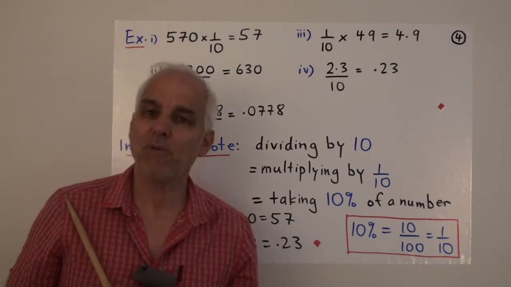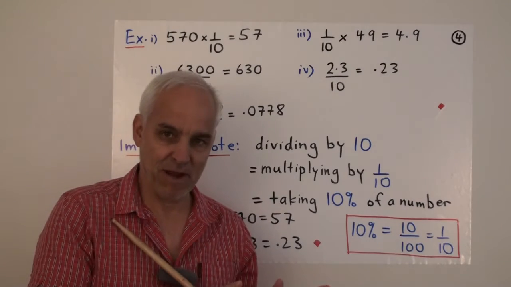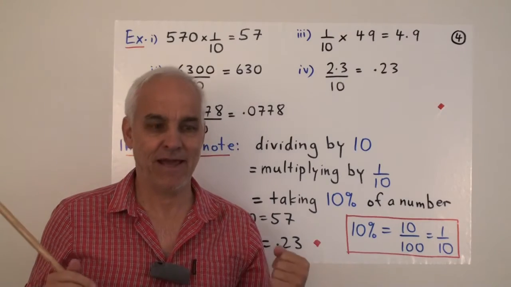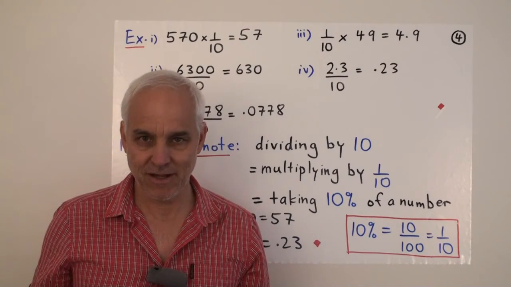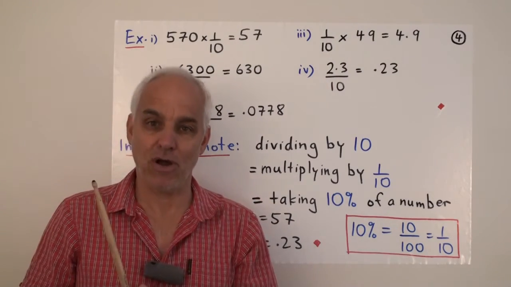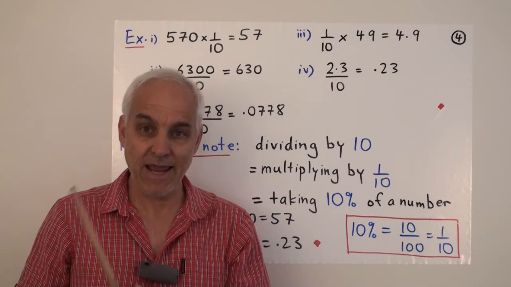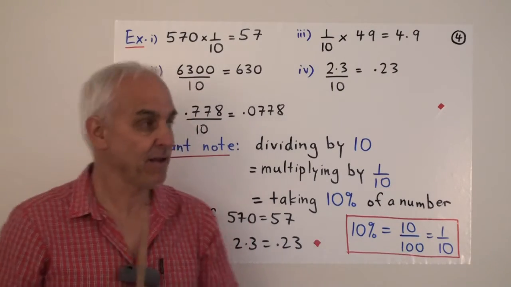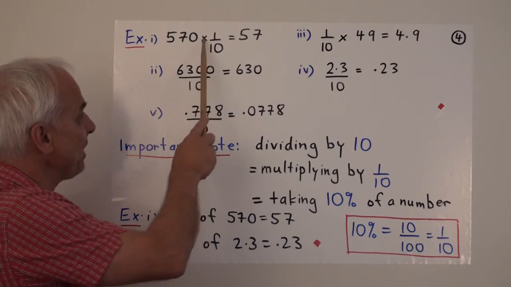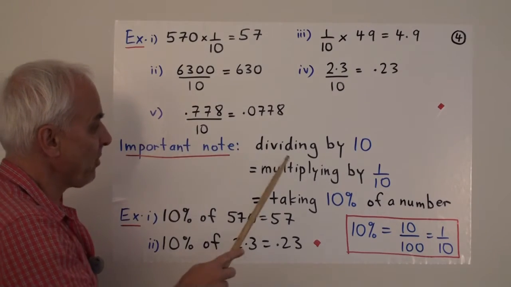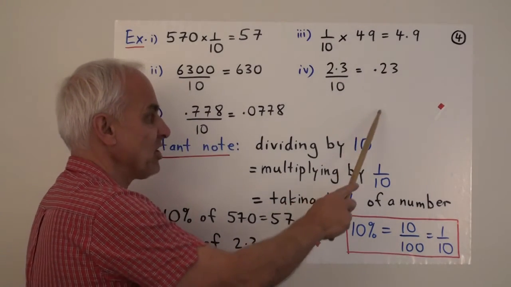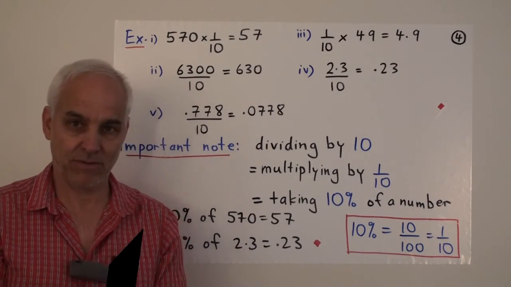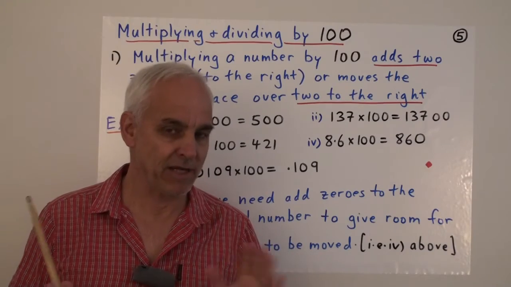All right, so multiplying by 10, dividing by 10. Absolutely fundamental arithmetical operations that I want you to understand. And I want you to be able to smoothly multiply and divide by 10, whether we're thinking about it as multiplying by 1/10, or as division with a 10, or even if we're talking about 10% of a number.